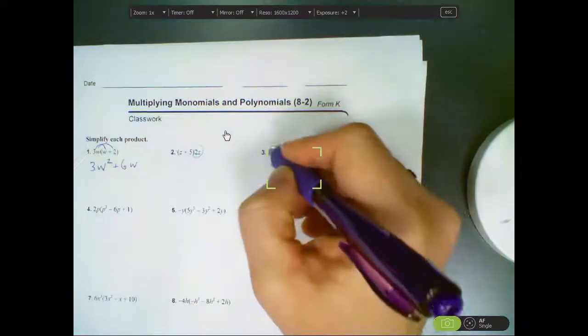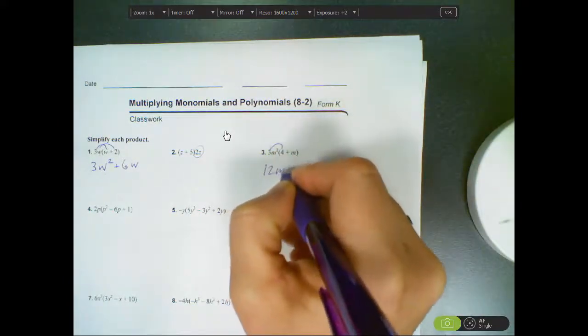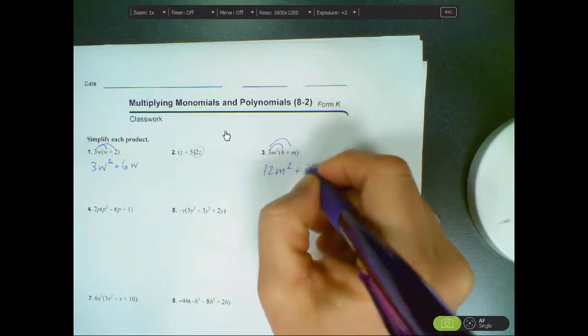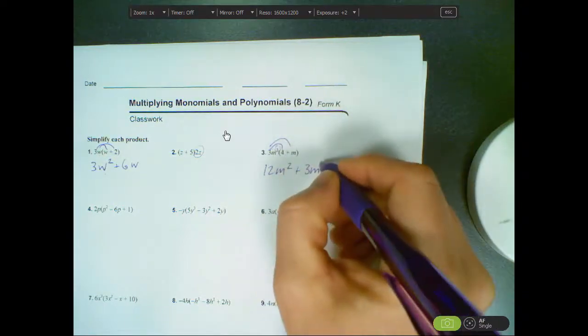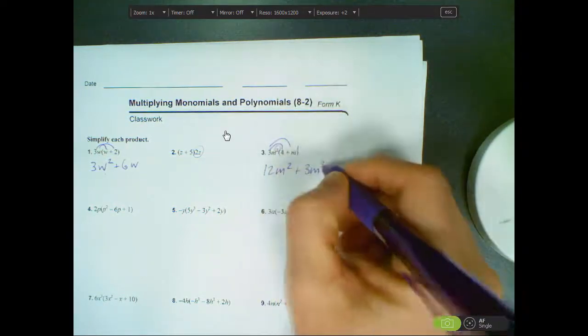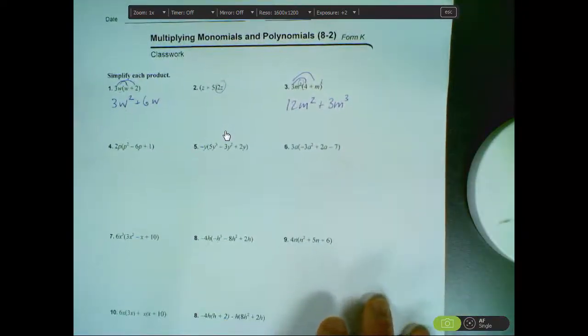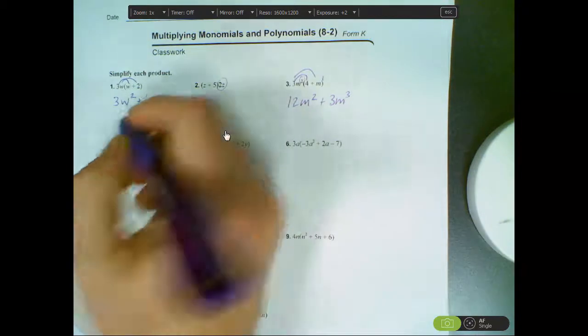Here, 3m squared times 4 is 12m squared. 3m times m is 3m cubed. See this 2 and this 1 add together and get you 3m cubed. Let's talk about some negatives. Here, 2p times p squared is 2p cubed. What just happened?